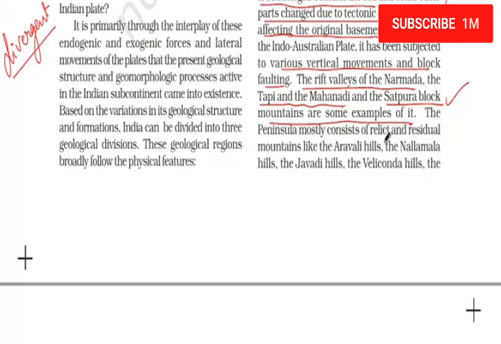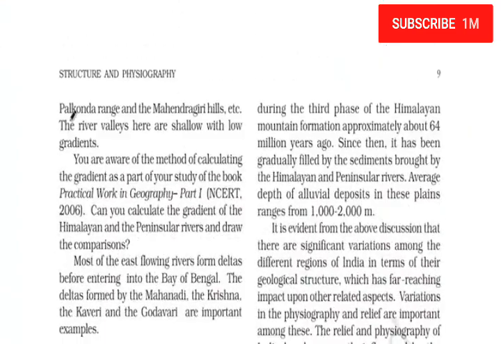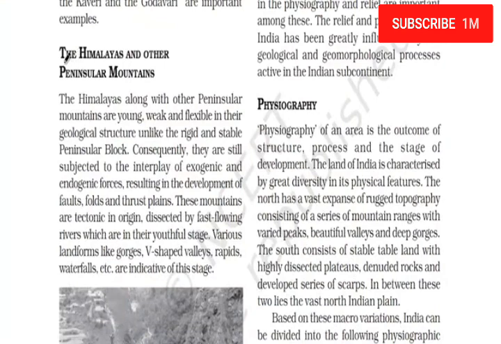The peninsula consists of relict and residual, means old one, which is eroded, like the Aravallis, Nallamala Hills, Javadi Hills, Velikonda Hills, Palakonda and Mahendragiri ranges. Please just go through these places once. In optionals if you are taking, there I will help you how to remember them, but here it is not important. Then let us see the Himalayas and the peninsular mountains.